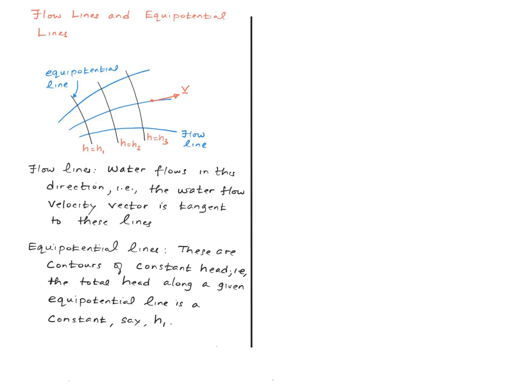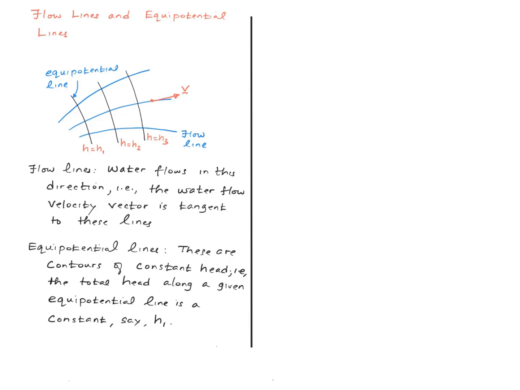If I track the movement of a water molecule, that water molecule is going to flow along one of these flow lines. A more mathematical way of defining them is that if I take a point, the velocity vector of the water flow at that point is tangent to this flow line right there.